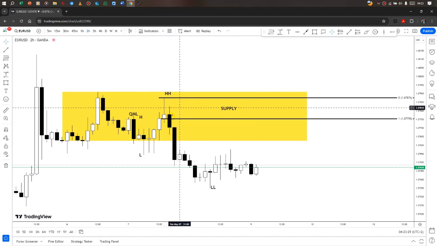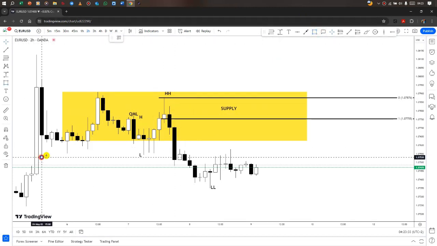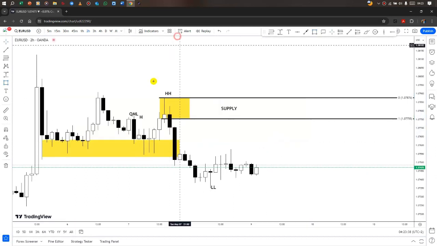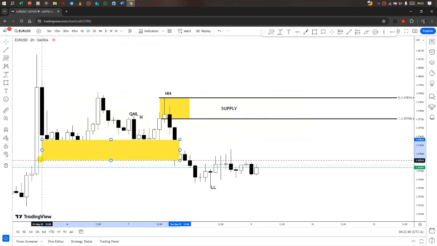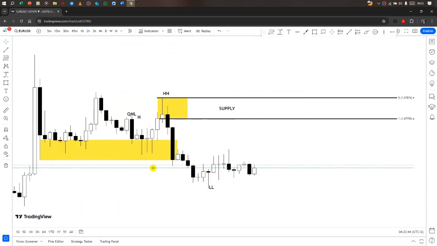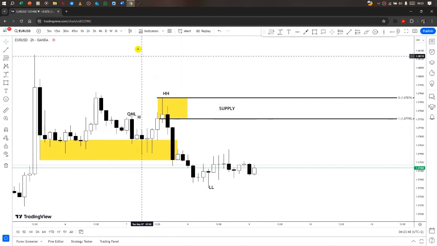Then we can also say that this supply zone here is the reason why this significant demand has been violated by the price. As you can see here, we had a significant demand zone here with multiple reactions, and the price broke out of it, or it engulfed out of this significant demand. So this supply here is the reason why.